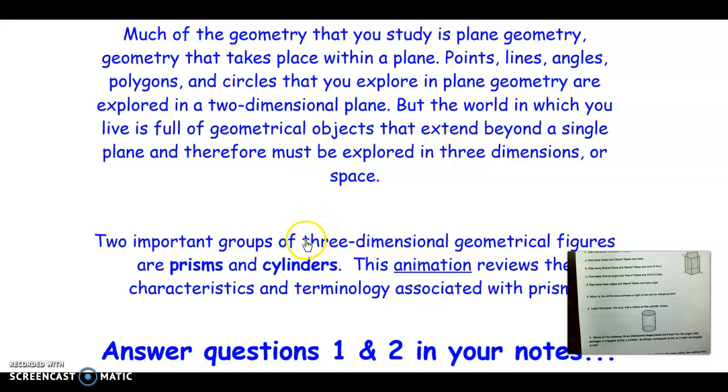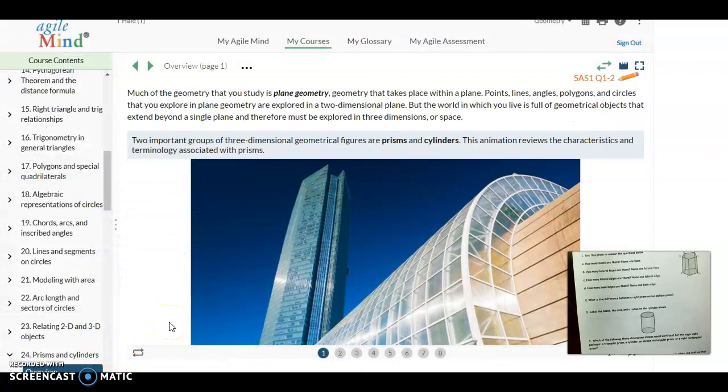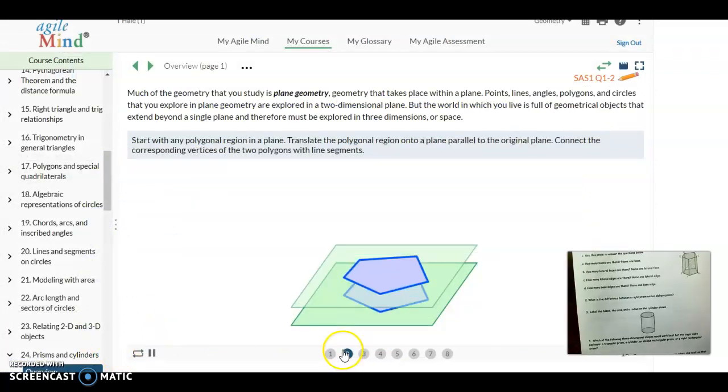2 important groups of 3-dimensional figures in geometry are called prisms and cylinders. And so our first animation here will show us their characteristics and some terminology associated with them. You'll be answering questions 1 and 2 in your notes here.